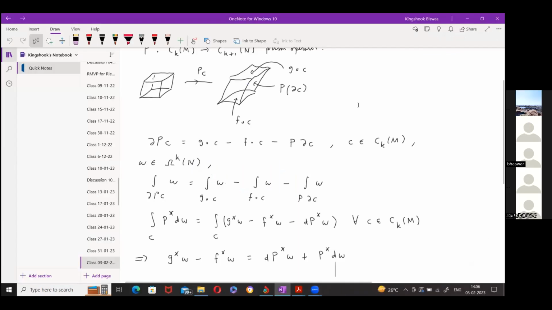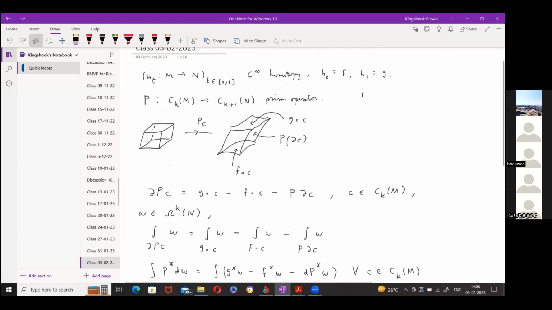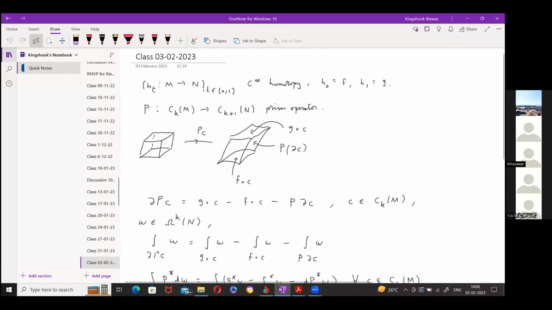All right. So we were talking about integration of forms over chains in manifolds, right? Over singular chains. And we talked about given a homotopy, say a one parameter smooth family of maps H_t from a manifold M to a manifold N with H_0 equal to a map F and H_1 equal to a map G. Then you got an associated prism operator P from k-chains on M to (k+1)-chains on N.